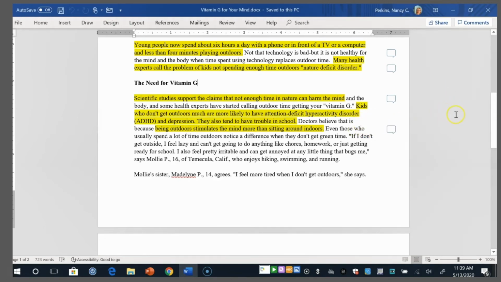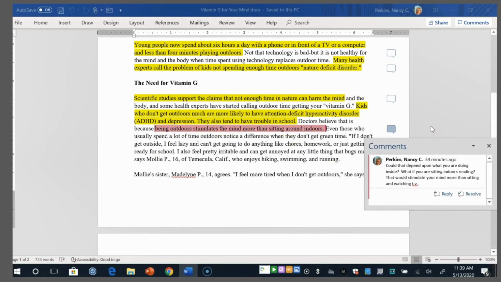Doctors believe that is because being outdoors stimulates the mind more than sitting around indoors. And that was an interesting fact to me. Being outdoors stimulates the mind more than sitting around indoors, and I was wondering, could that depend upon what you're doing inside? What if you're sitting indoors reading or you're doing your homework? That would stimulate your mind more than sitting and watching TV.